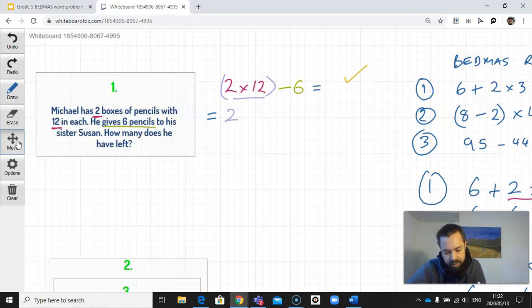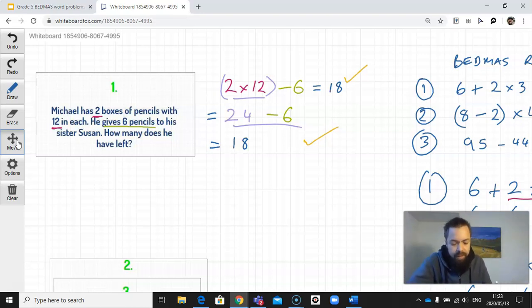So 2 times 12 is 24. My minus 6 stays unchanged. I now only have a subtraction problem left, so that's what I'm going to do. And 24 minus 6 is 18. And that would be another mark if you were in my class. At this point, some teachers like you to do this, and put the 18 over there as well. I'm not particularly fussy about this. For me, you get the mark just for having written down the correct number sentence.